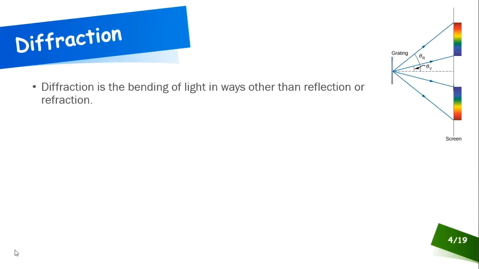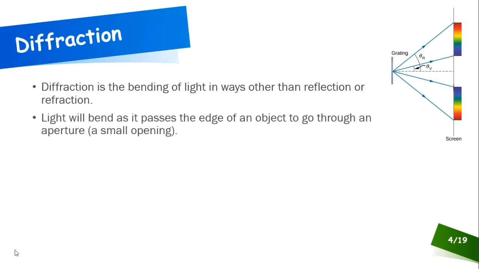This brings us back to the point of diffraction. Remember earlier when we talked about dispersion, we have bending of light waves as they are refracted inside a prism, but different wavelengths bend differently at different angles, and so we get a separation of the colors. Well, we get a similar effect with diffraction, which is the bending of light in ways other than reflection or refraction.